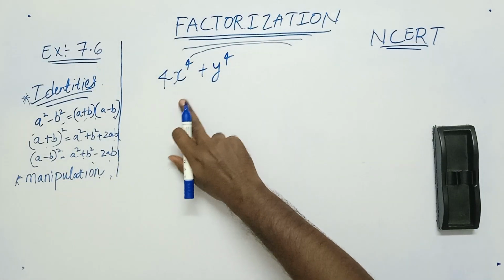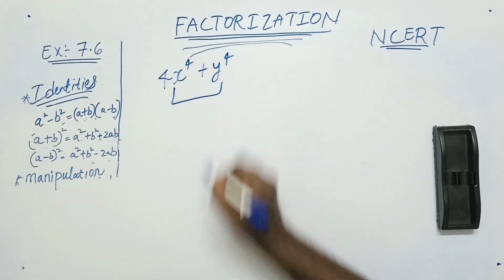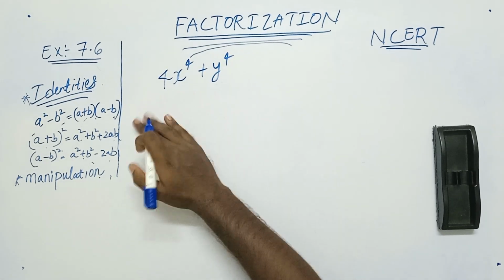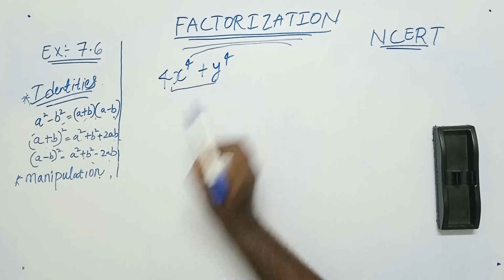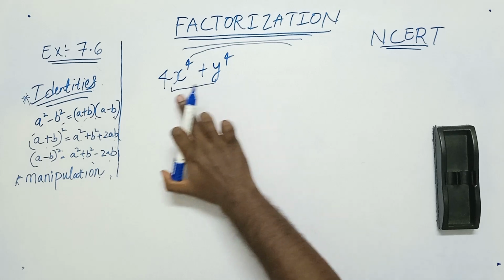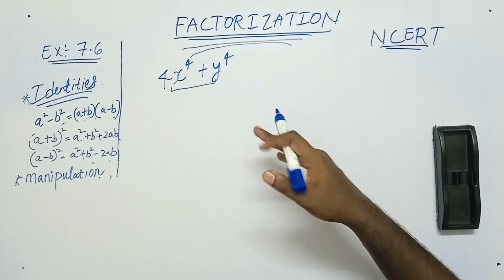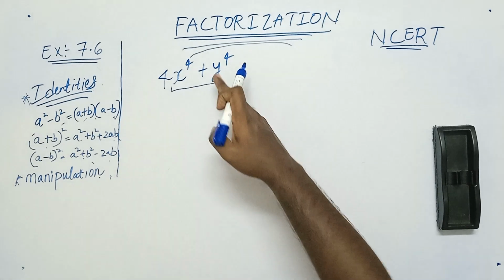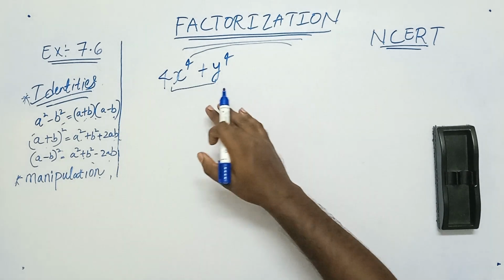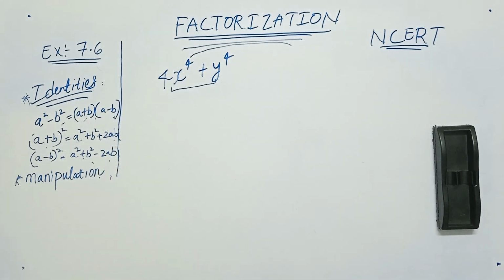So our next problem is 4x power 4 plus y power 4. Here we need to find the factors of the given expression. If we look at these two terms, they don't have a common factor, so we cannot find the factors using the previous video method. We can only find the factors of this expression by using identities and the manipulation method.